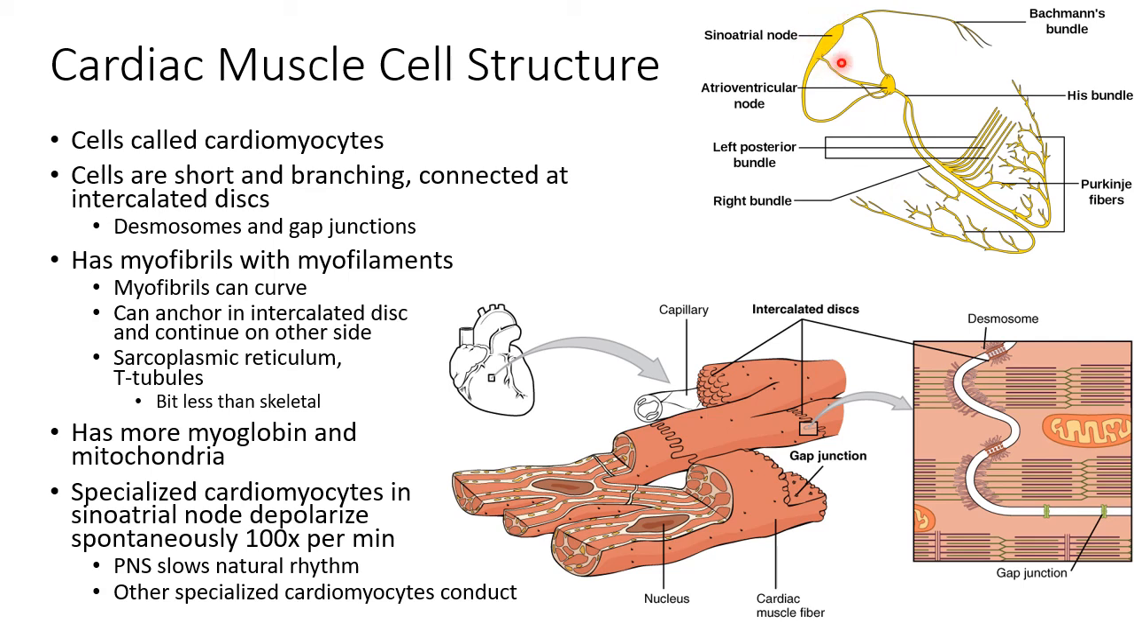So here, especially in the SA node, the sinoatrial node, you have specialized cardiomyocytes that generate action potentials rhythmically, kind of spontaneously on their own. And then those action potentials would be carried to the whole heart by the rest of the conduction system. So if you don't have any signals from the brain at all, then you'll still have action potentials in the heart coming from the sinoatrial node.